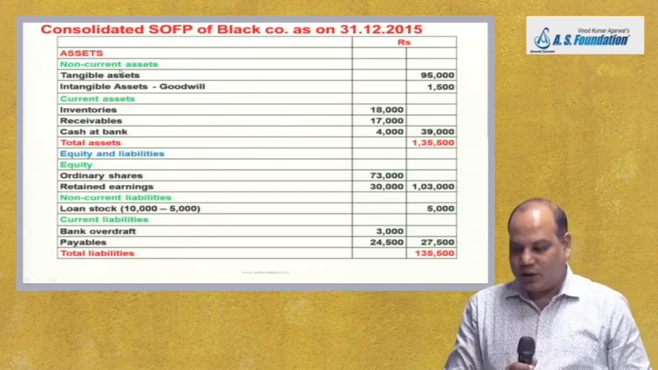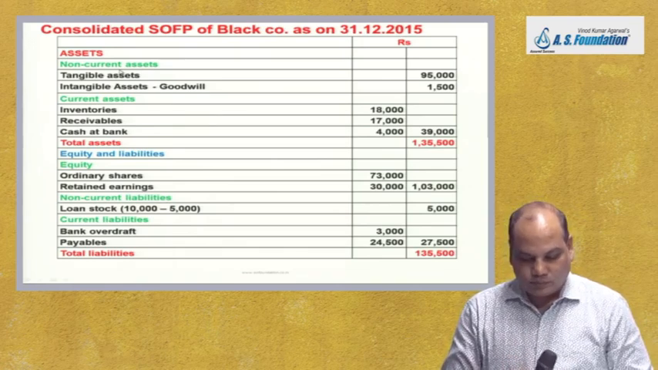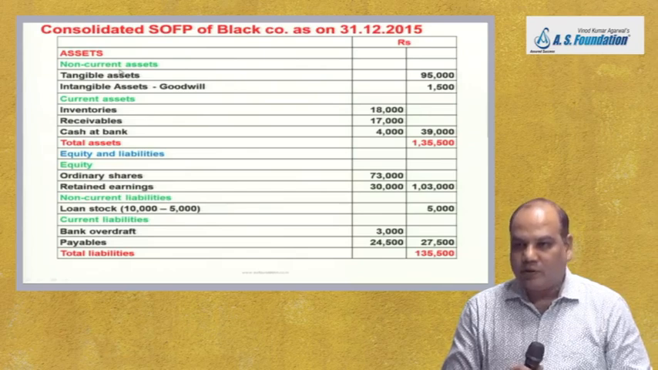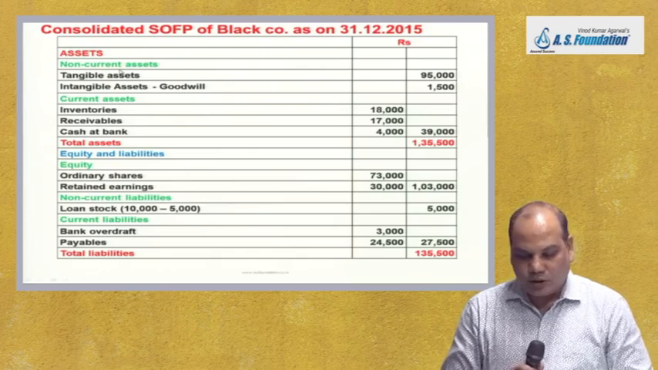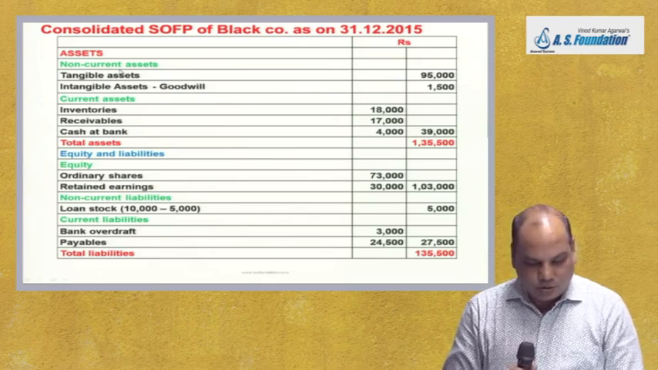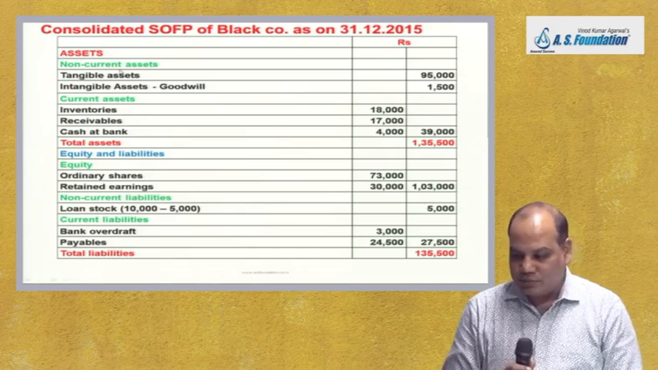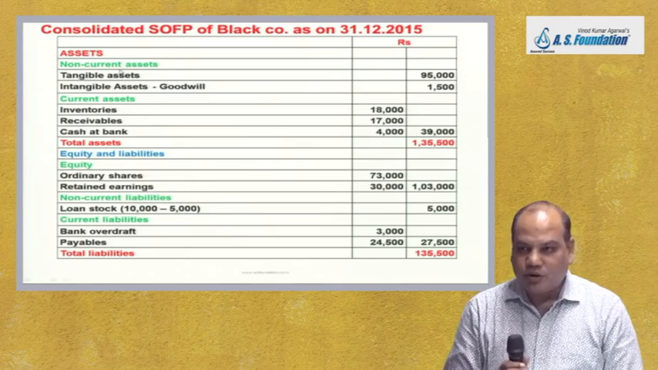Yes. Take total of asset side. Write total asset 1,35,500. 1,35,500 is right. Then equity and liabilities. Under that write equity. Under equity write ordinary shares 73,000. I am not preparing SOCIE in this question because there is nothing much to be shown there.